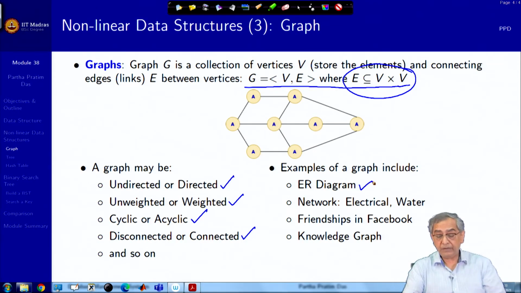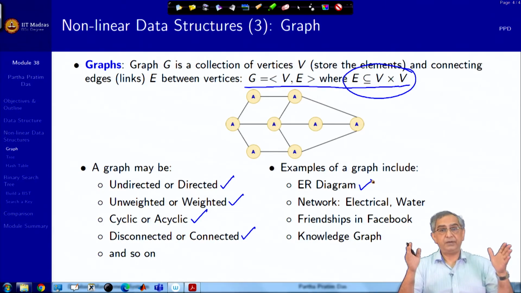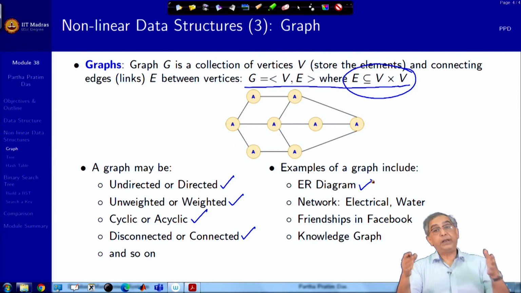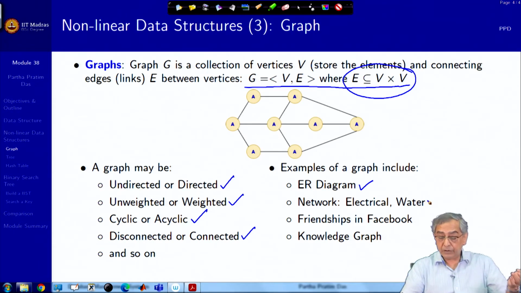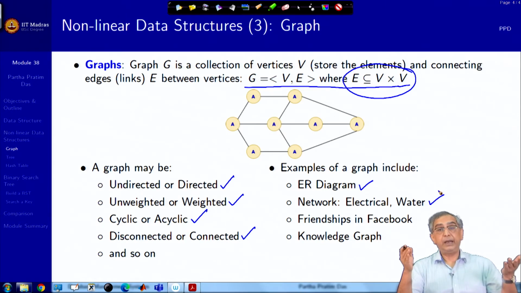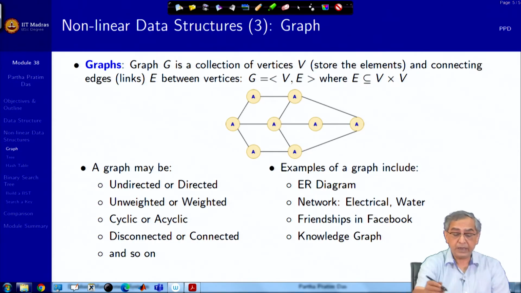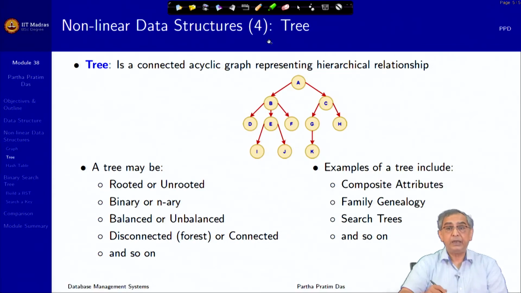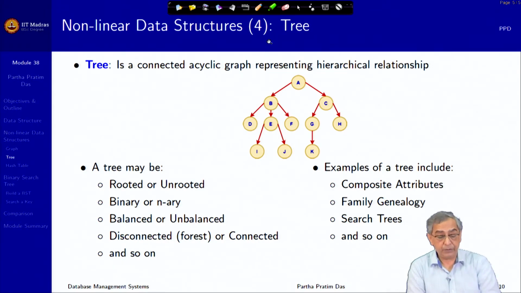For example, we have seen a major application of graphs in terms of the ER diagram. Every ER diagram is actually a graph, and interestingly there you have more than one type of node. Nodes also have different types. But simpler graphs could be different networks like electrical, water, sanitation, these kinds of networks. There could even be conceptual graphs like friendships in Facebook, the knowledge graph, and so on and so forth. So, it's a wide variety of applications to which the graph as a nonlinear structure can cater.